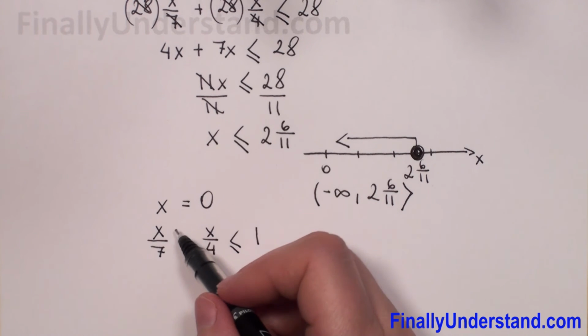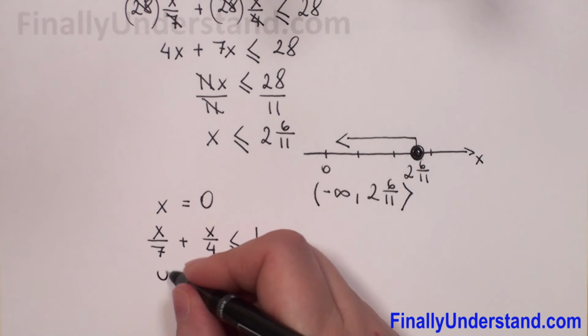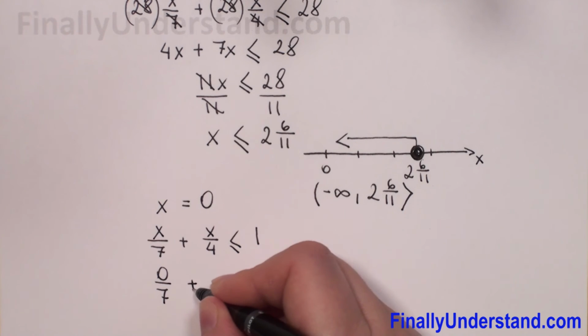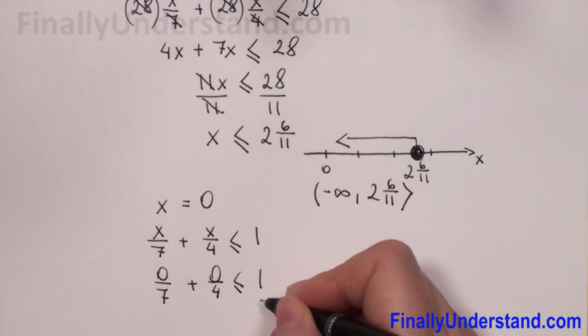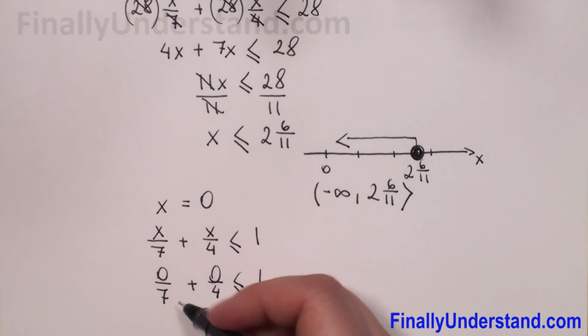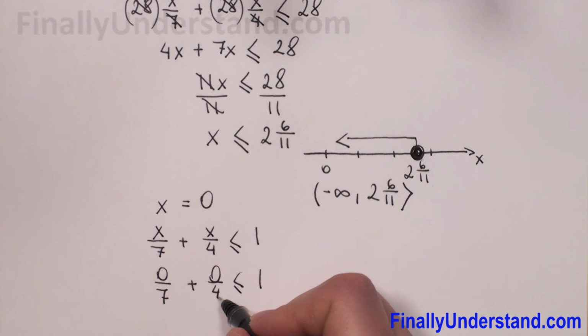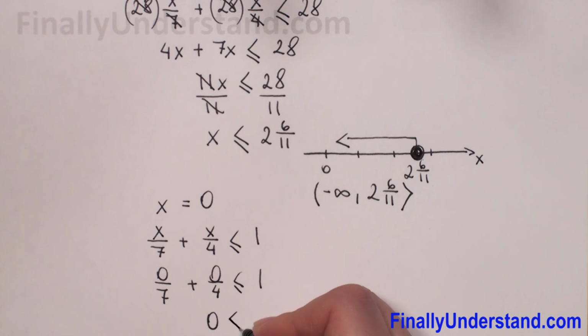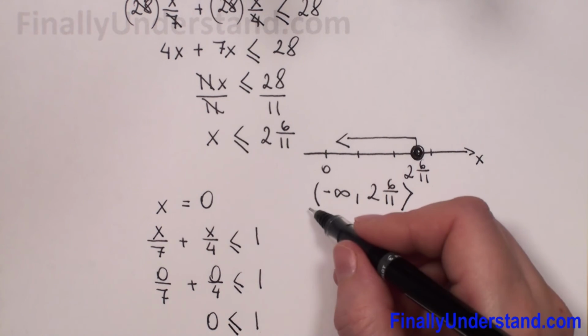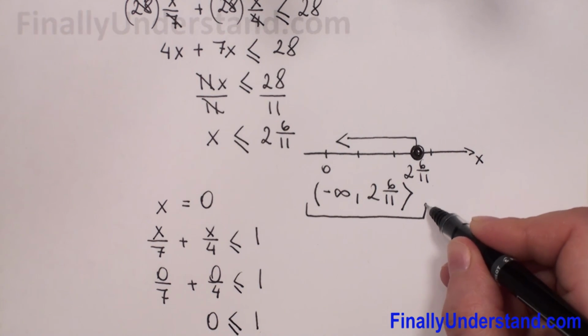Now I have to replace x by 0. So I have 0 over 7 plus 0 over 4 is less than or equal to 1. 0 over 7 is 0, 0 over 4 is 0, so I have on the left side 0 is less than or equal to 1. This inequality is true because 0 is less than 1, so our solution is correct.